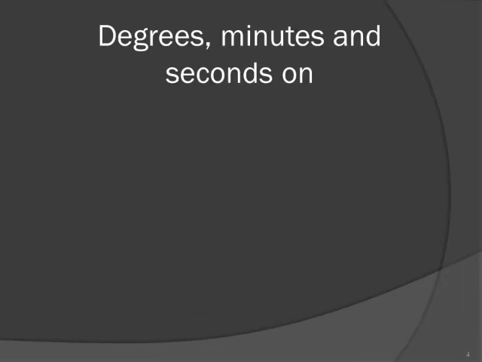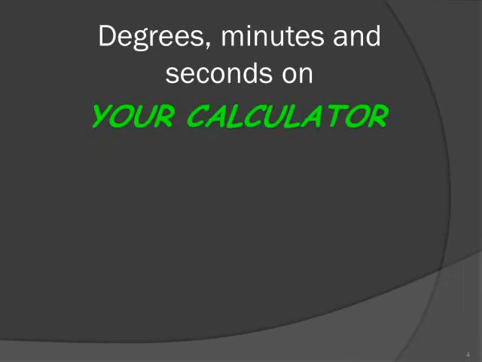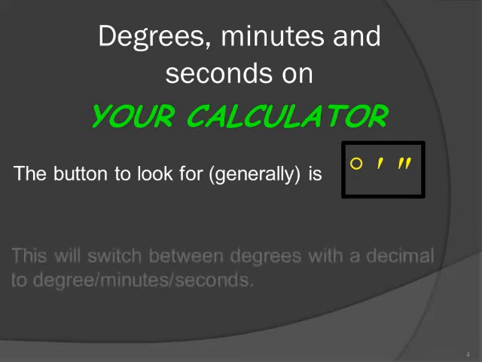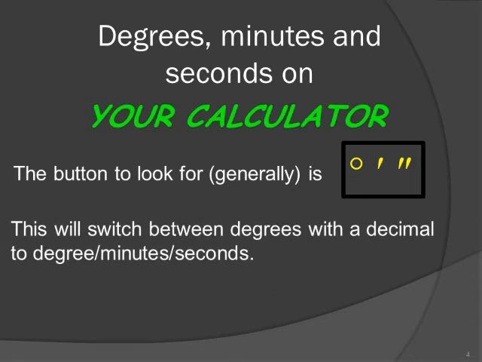So let's take a look at degrees, minutes and seconds on your calculator. Generally speaking, the button has got all three symbols on it. So it looks something like this. This button will switch you between degrees with a decimal to degrees, minutes and seconds. And if you press it a second time, it goes back again. So if you were to put into your calculator 52.63 degrees, this will go to 52 degrees, 37 minutes and 48 seconds. Press it a second time and it goes back to 52.63 degrees.